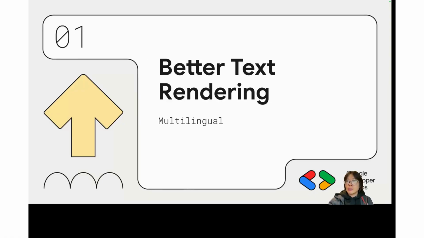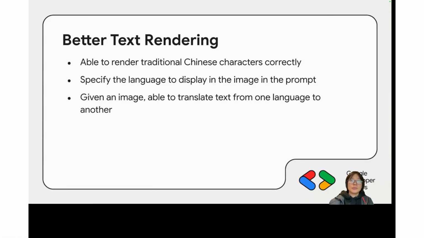Better text rendering, multilingual, able to render traditional Chinese characters correctly. I tried, and I actually saw correct traditional Chinese characters in my image, and I was so happy I almost cried. And the default language is English, so if we want to display a different language in the image, we have to mention it in the prompt.